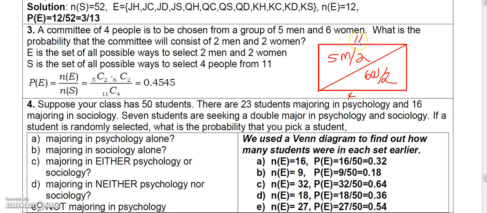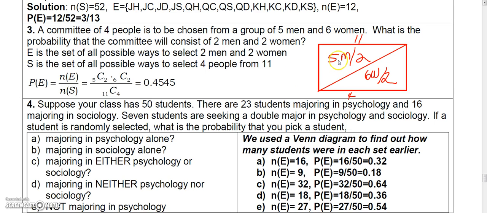At the top of the rectangle, I wrote the total number of objects I have. That would be 11 people. And at the bottom, I'm showing you the number that we're going to select, which is 4. So from those numbers, I can determine that my denominator is going to be 11 choose 4, because that would be the total number of samples of 4 people I could choose out of 11.